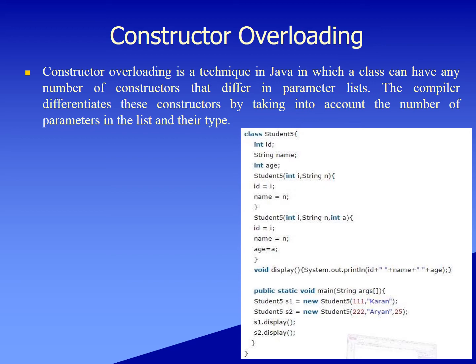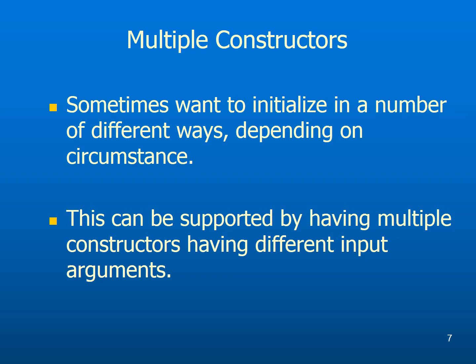If s1.display executes, the name of the student and the age will print, and in the case of s2.display, name, age, and id are also displayed. But in the s1.display you can have only the id and name printed, but the age will not be printed. Okay, this is the difference between constructor overloading, and now with that difference we can use different types of constructor within a class.